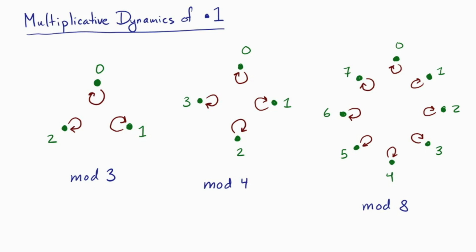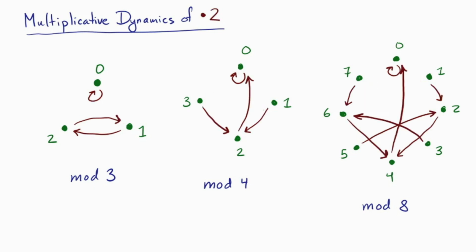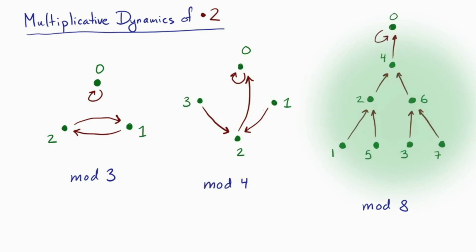Okay, next up, multiplication by 2. Already, things are a mess. Just look at this. Mod 3, we get cycles, but they vary in size. So we've got one 1-cycle and one 2-cycle. Mod 4, we have 1, 2, and 3 kind of feeding into a 1-cycle at 0. And modulo 8, well, actually, the thing to do here might be to unfold it a bit. Everything is feeding into 0 like a tree.